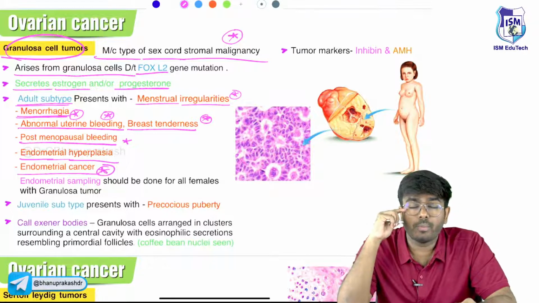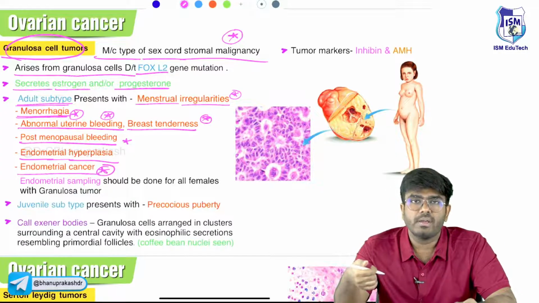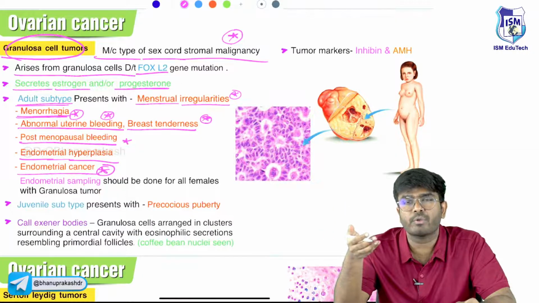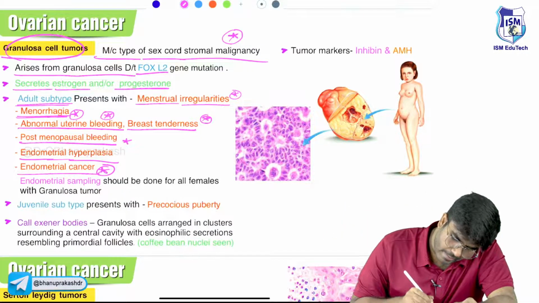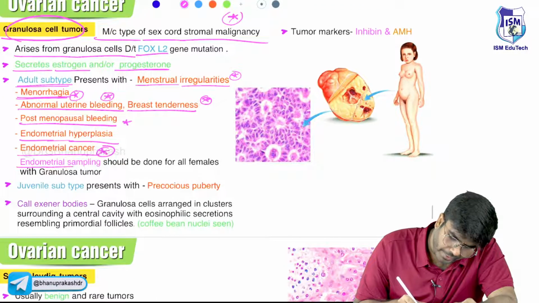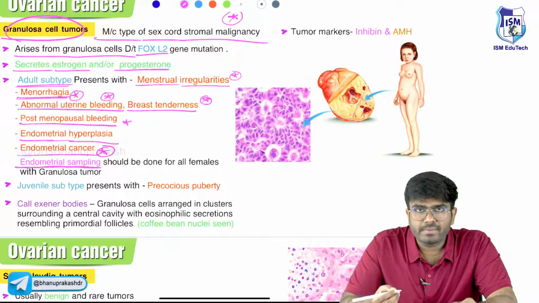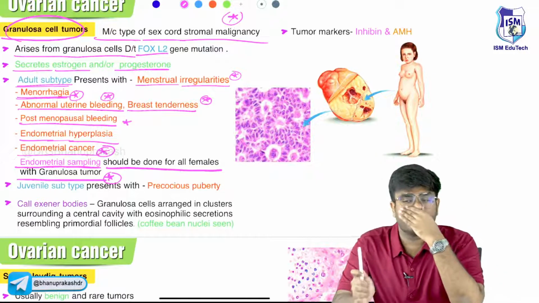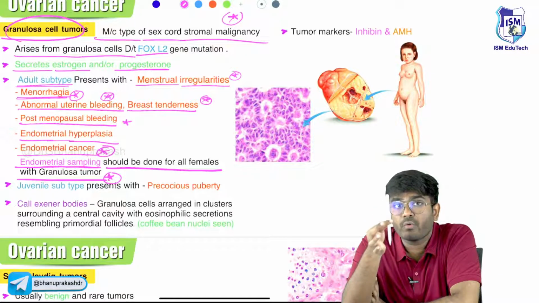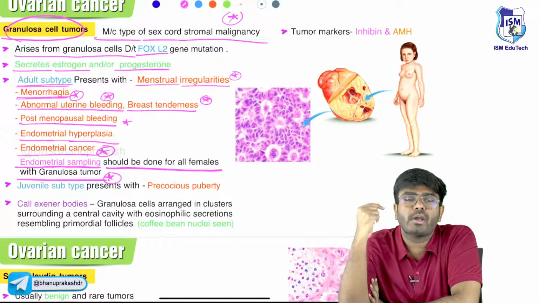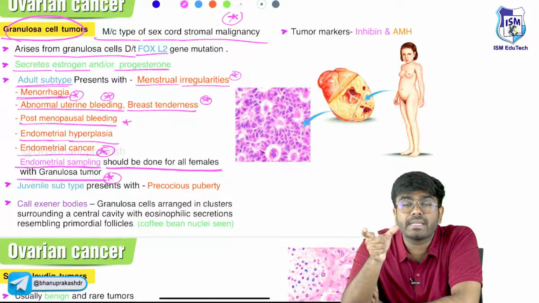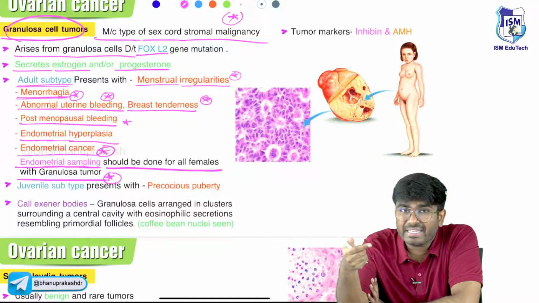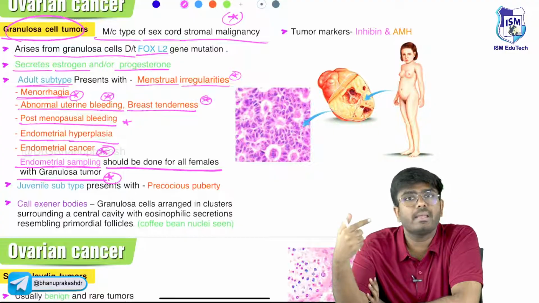The endometrial cancer is because of high levels of estrogen. Why the high levels of estrogen? Granulosa cells are producing the high estrogens, hyperestrogenic states. So endometrial sampling should be done for all females with a granulosa cell tumor. For example, imagine a female with a granulosa cell tumor. She has an ovarian tumor, but you have to take the endometrium and check it, because there is a chance that she can get endometrial cancer because of hyperestrogen levels. Hyperestrogen levels can lead to endometrial hyperplasia initially, and that endometrial hyperplasia can lead to endometrial cancer.